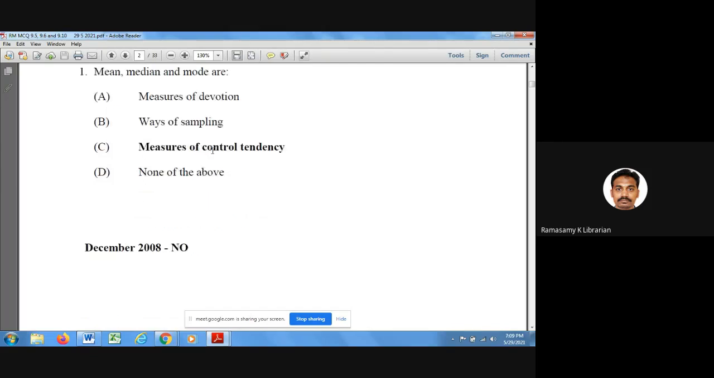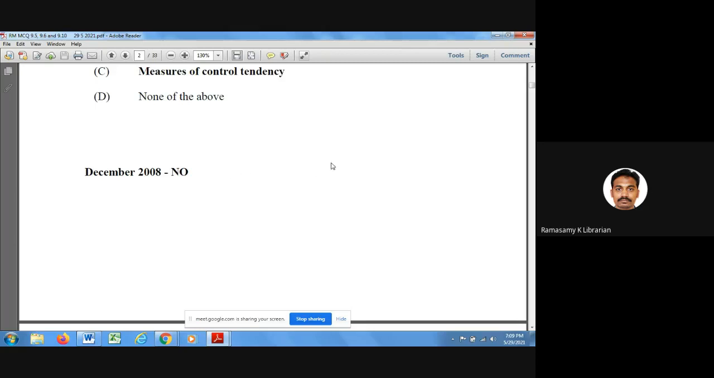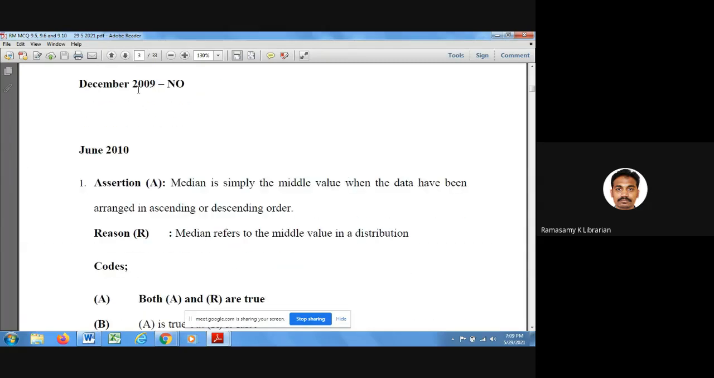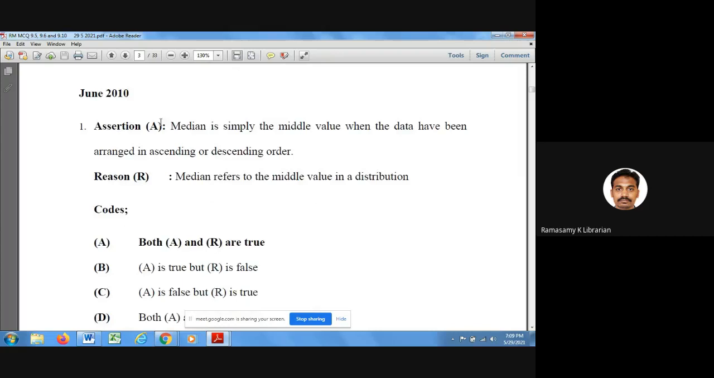Okay, fine. December 2008, no question. December 2009, no question. Then June 2010. Median is simply the middle value when the data have been arranged in ascending or descending order. That is right, no need for any explanation. Median refers to the middle value in the distribution. So both A and R are true.